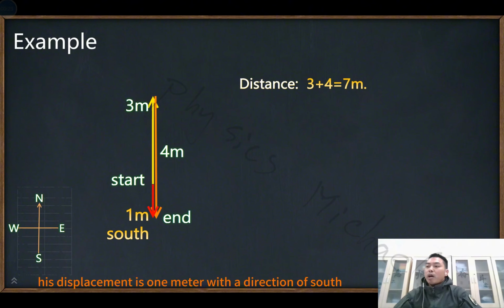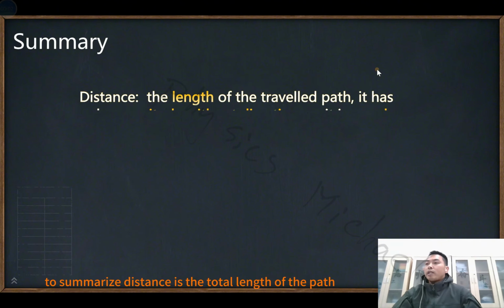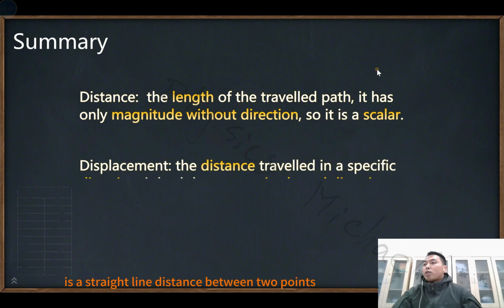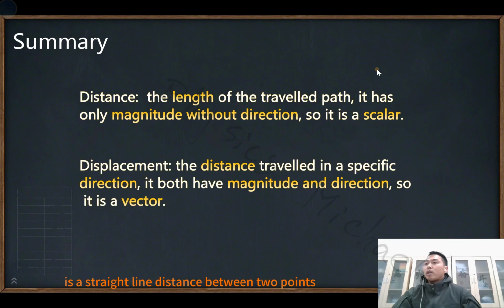To summarize, distance is the total length of the path an object travels, and it has only magnitude, no direction. Displacement, however, is the straight-line distance between 2 points, including the direction. And don't forget that distance is a scalar, while displacement is a vector quantity.